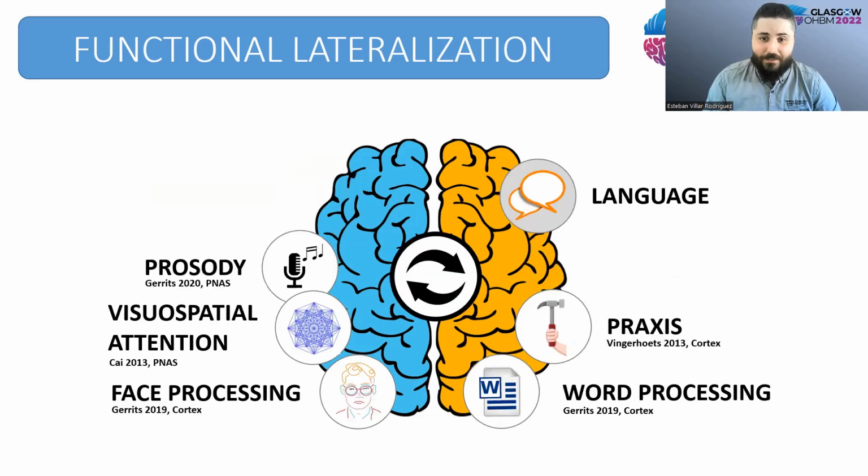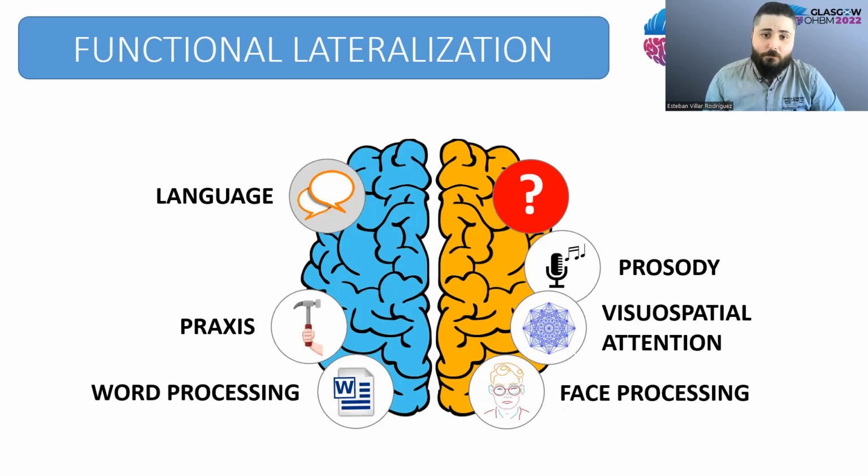Although there are not that many studies that have tested these two hypotheses, current evidence mostly supports the causal hypothesis. When we explore atypically lateralized individuals for language, most of them present a mirrored organization of their other functions. So, a person that presents language in the right hemisphere would have a mirrored representation of prosody, visuospatial attention, and face processing on their left hemisphere, while also showing praxis and word processing on their right hemisphere.